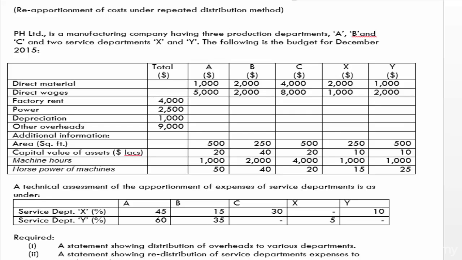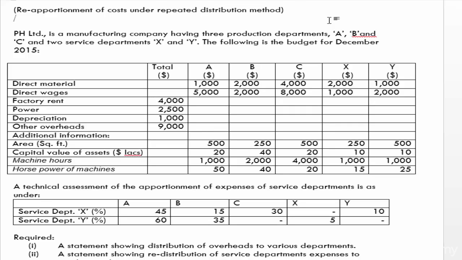In the previous session, we have seen one of the methods under the reciprocal services method, that is the simultaneous equation method. That is, when two service departments exchange services, then we can follow one of the three methods, namely simultaneous equation method, repeated distribution method, and trial and error method. In this case study, we are going to understand what this repeated distribution method is.